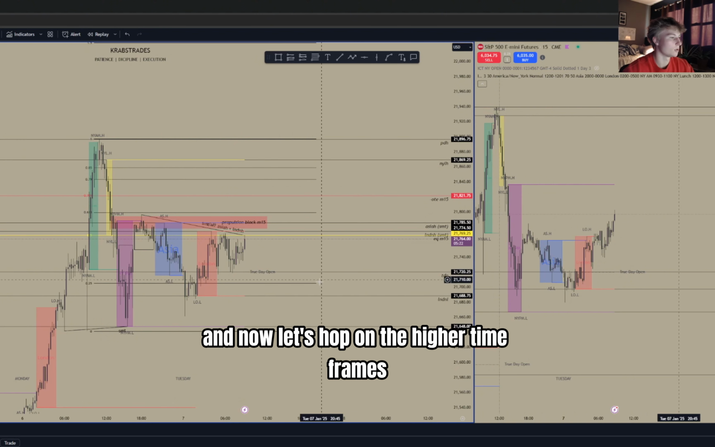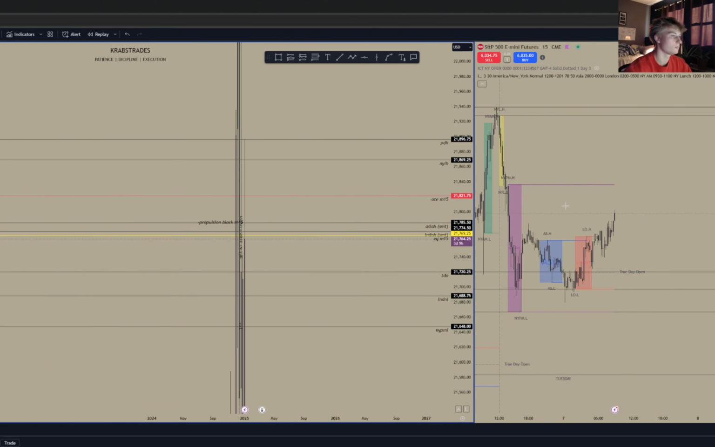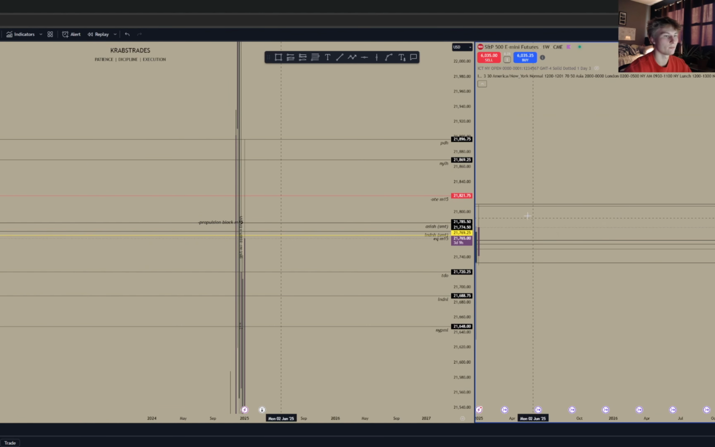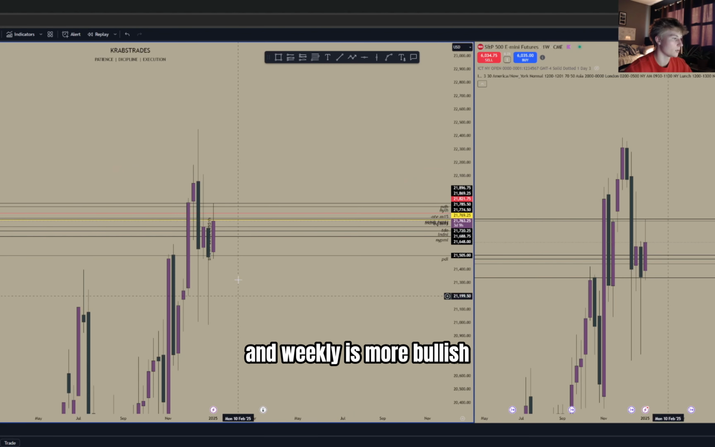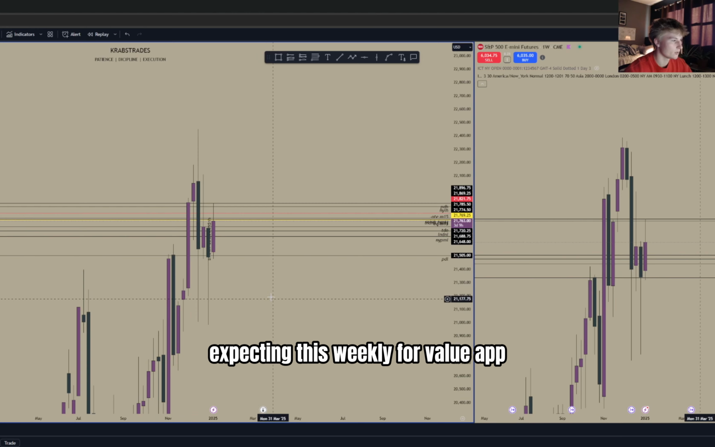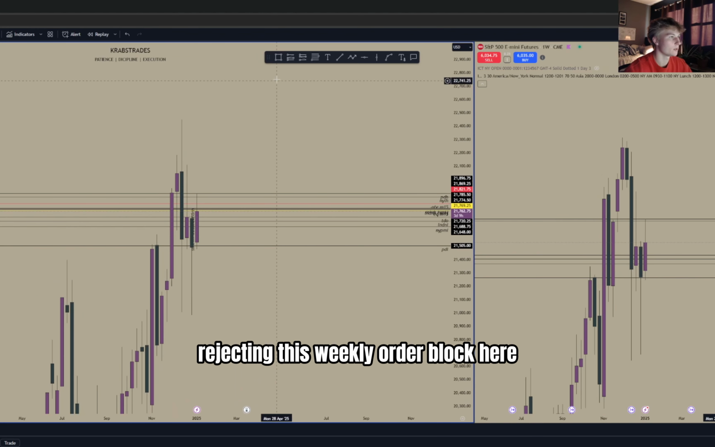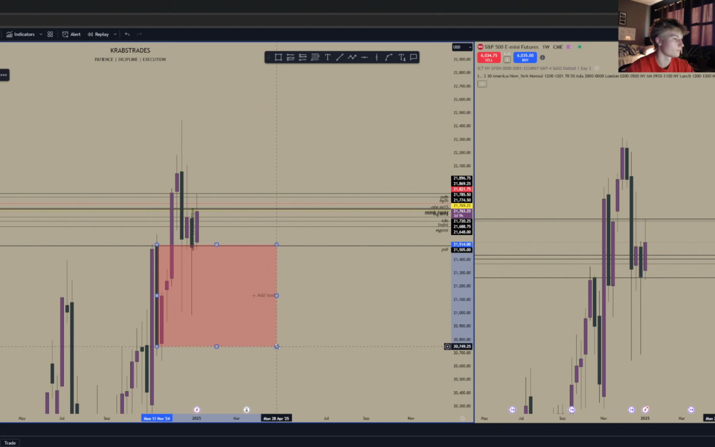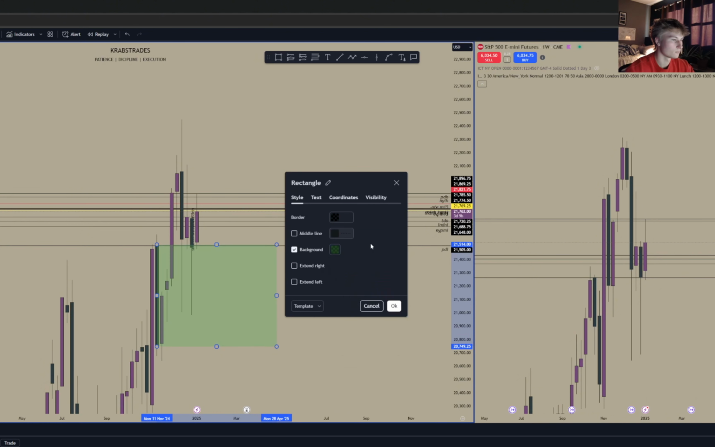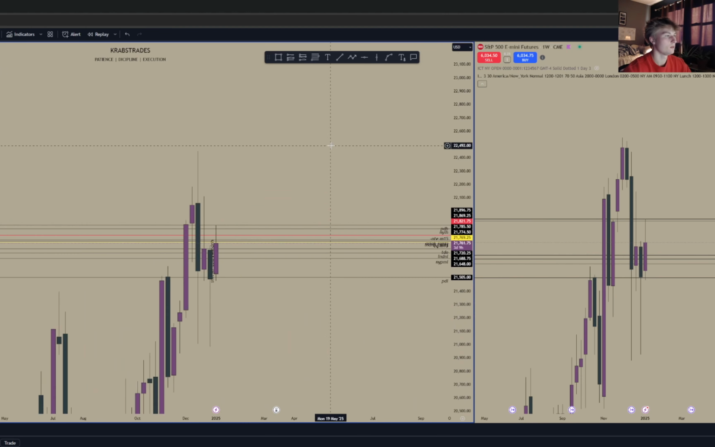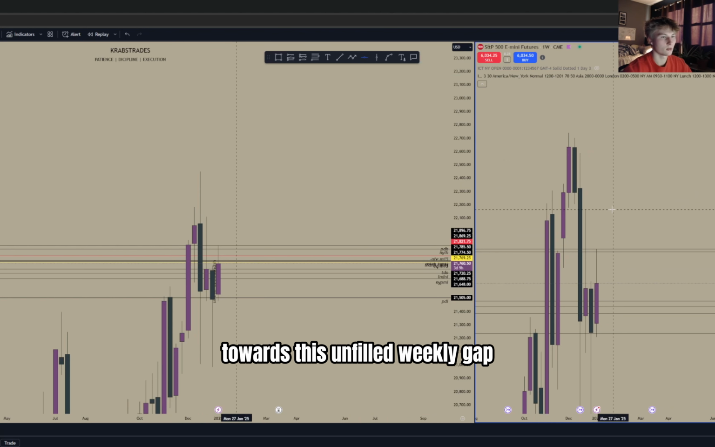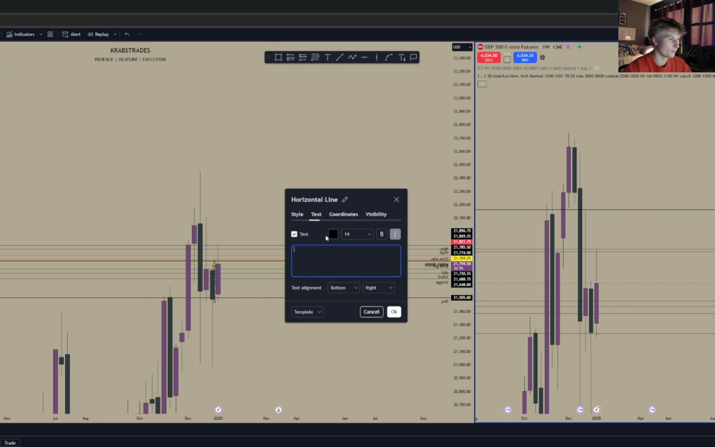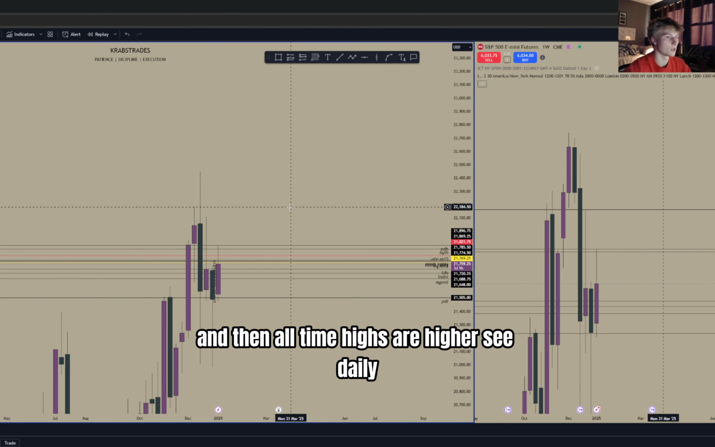And now let's hop on the higher time frames. Let's have a look at the weekly, just so that my mind's fresh on the higher time frame. Yeah, weekly is more bullish, respecting this weekly fair value gap, rejecting this weekly order block here. Right there. Looks like we could have a run on ES towards this unfilled weekly gap. And then all-time highs are higher.